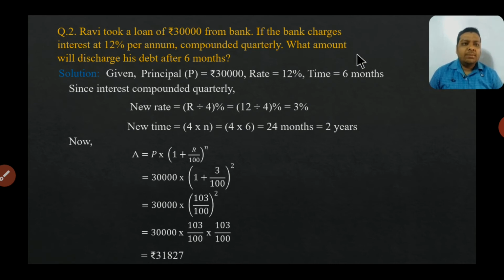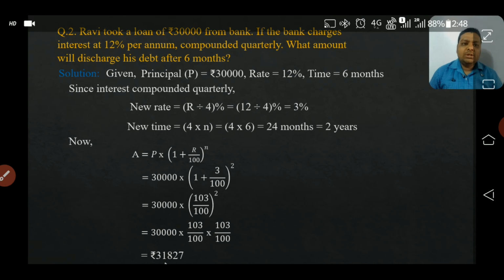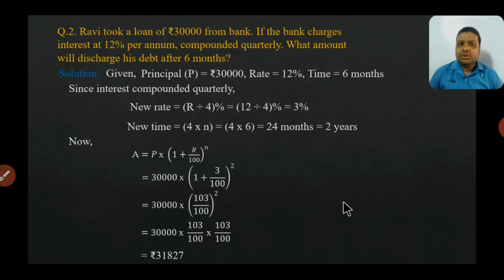And we have to find only the amount. What amount will he pay to discharge his debt? It means after 6 months, he has to pay rupees 31,827. I hope that you all have understood, students.